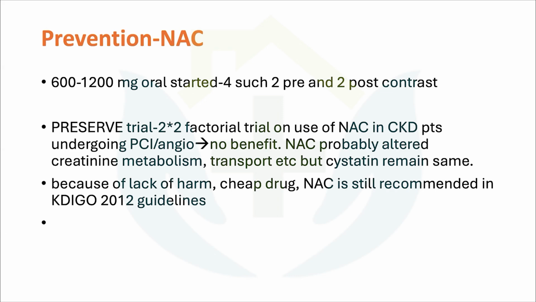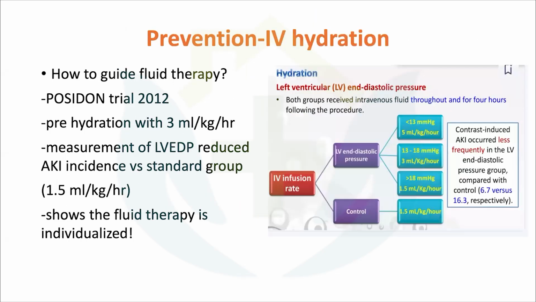However, whether it is truly a beneficial effect, people doubt it, because NAC has been shown to alter creatinine metabolism and transport, mostly by interfering with the organic anion transporters. Therefore the creatinine reduction might not be an actual renal protective effect, because many studies have shown that cystatin levels, one of the markers of glomerular damage in kidney injury, present in all nucleated cells in our body, remain the same. However, because it is a cheap drug, easy to use, easily available, and there is no risk of harm, the KDIGO guidelines 2012 still recommend the use of NAC.